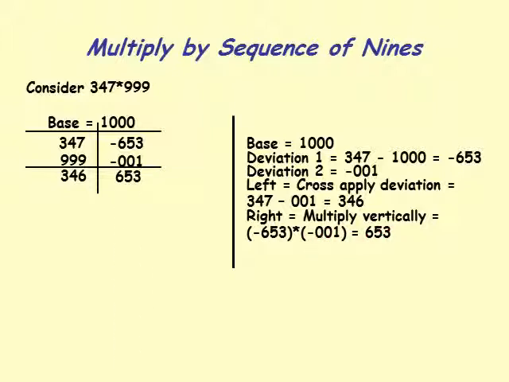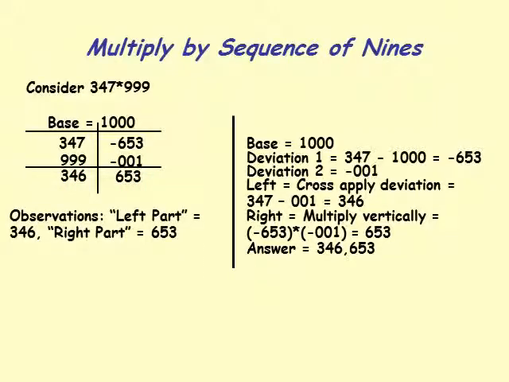So the answer is 3. The base is 1000, and 1000 has 3 zeros. The right has 3 digits, all positive, and the answer is 346653. Continue. The answer is 346653, the left part of the answer and the right part of the answer.